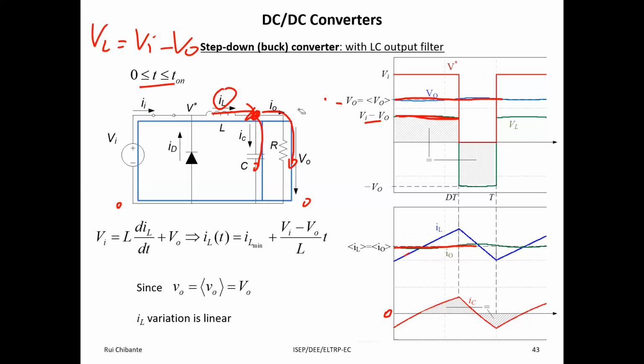And also from the nodes law, you can say in a different way that if from this inductor current we subtract the DC component, which is this constant IO, we get the capacitor current. So IL minus IO is equal to IC.